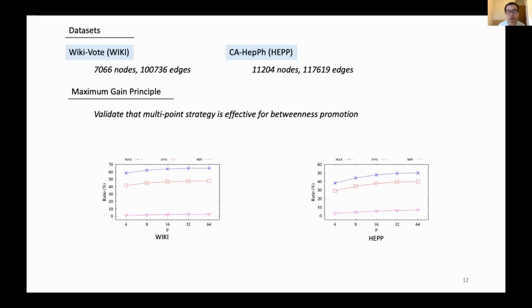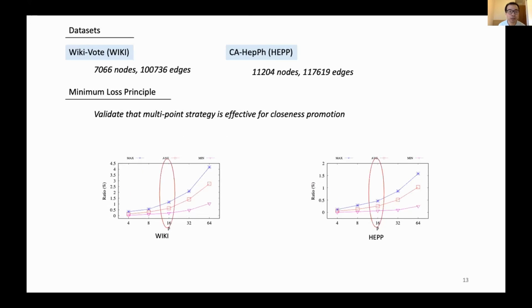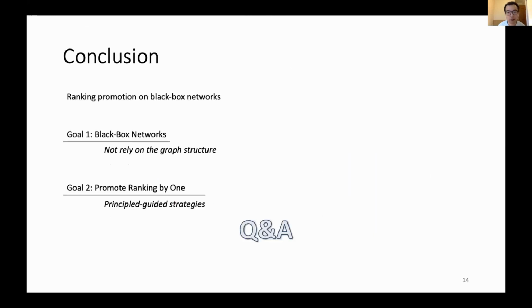We use 2 real-world data sets, Wiki and Heap. As we see from the figure, in the updated graph, the ranking of the target nodes has been improved for the maximum gain principle. Similarly, we find that for the minimum loss principle on the real-world graphs, the ranking has been improved by at least 1. Then we can draw the conclusion.